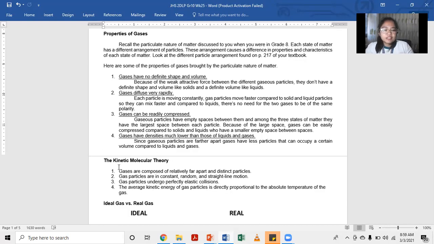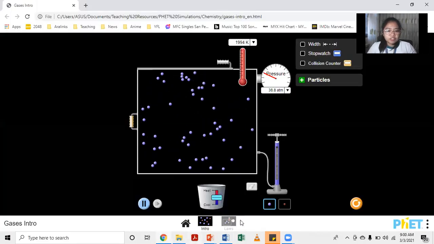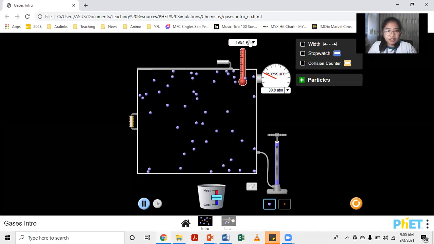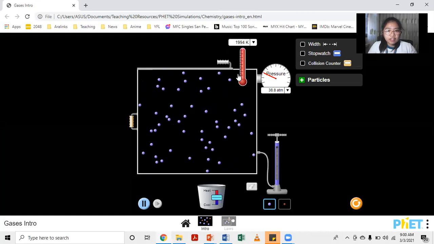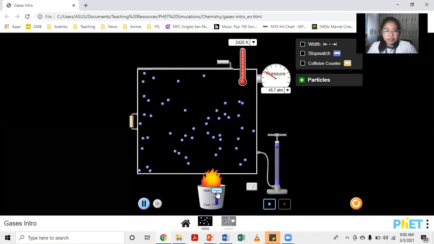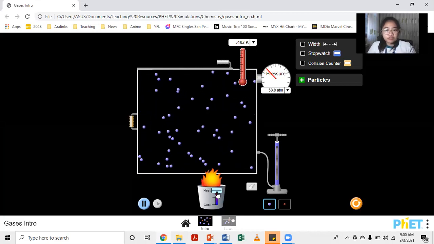Okay, and lastly, the average kinetic energy of gas particles is directly proportional to the absolute temperature of the gas. So, kinetic energy is related to motion. So, the higher the kinetic energy, the faster the motion of the gas. Kung napapansin nyo dito, di ba nagdagdag ako ng heat? Nakalagay in Kelvin yung ating temperature. Kapag dinadagdagan natin to, tumataas yung temperature natin.